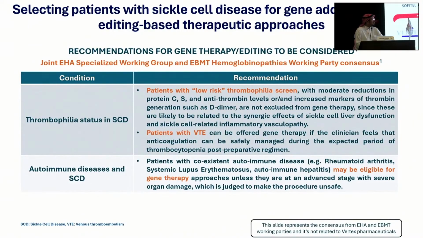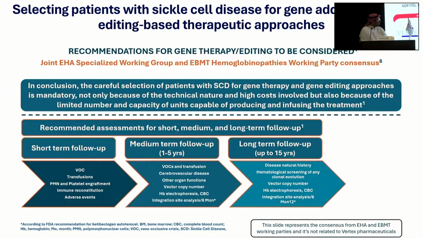Thrombophilia screen: if the patient has low risk of thrombophilia, or the patient has thrombosis and you can interrupt the anticoagulation, you can still take this type of patient for gene therapy. Autoimmune disease is not a contraindication for gene therapy. So we need monitoring. Of course, for any patient going for any therapy, they need follow-up, either short-term or long-term.